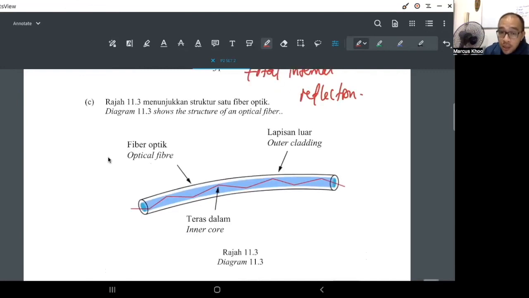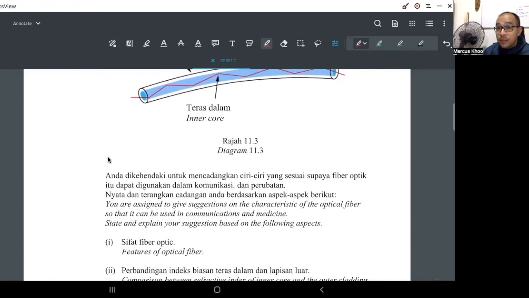Okay, another use for fiber optics is in medicine. So things like colonoscopy, or endoscopy.